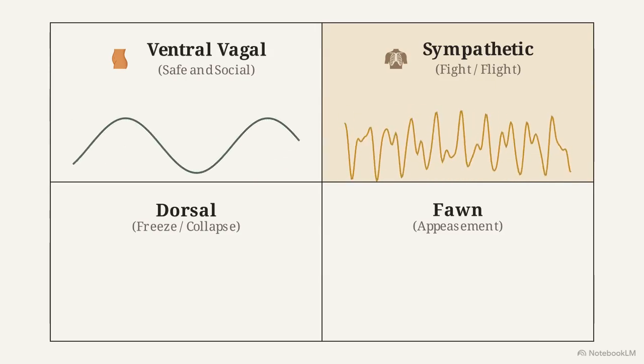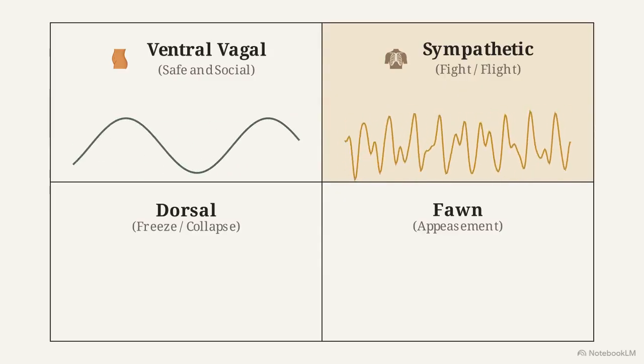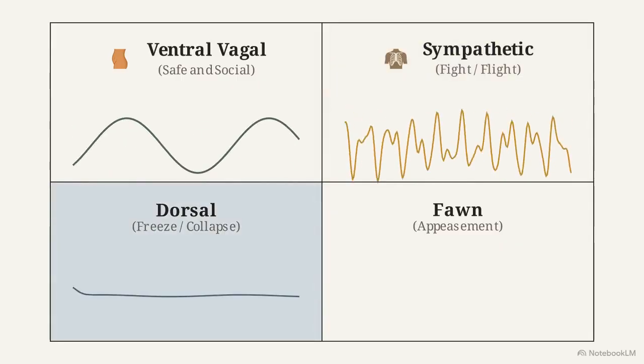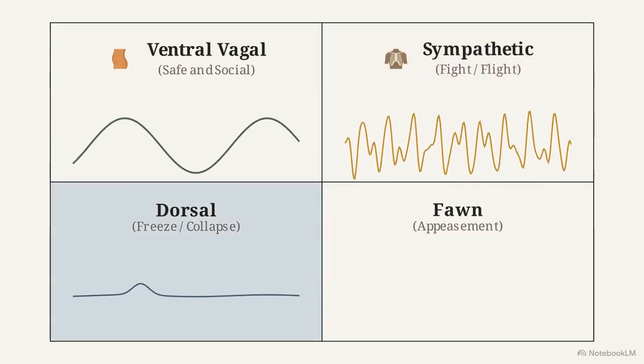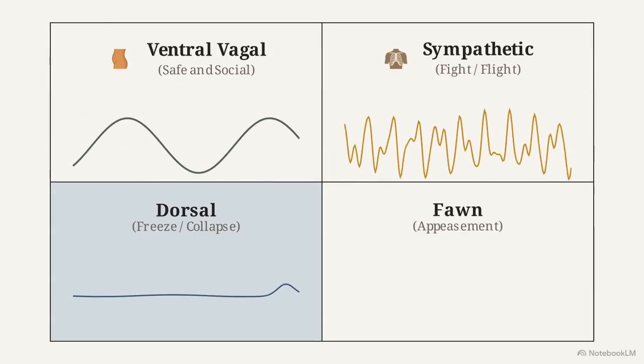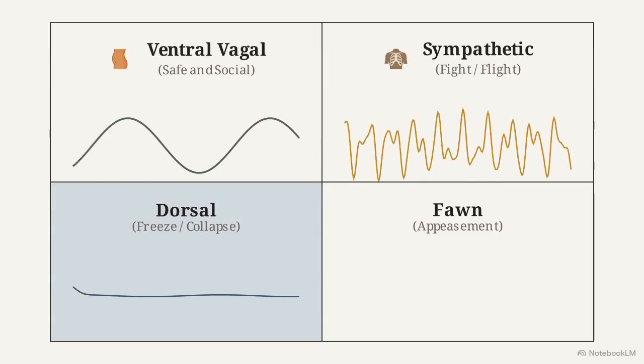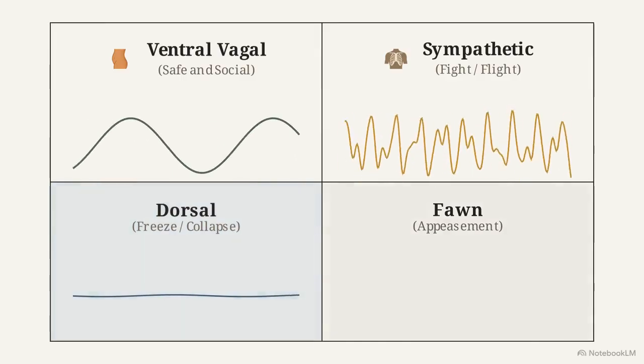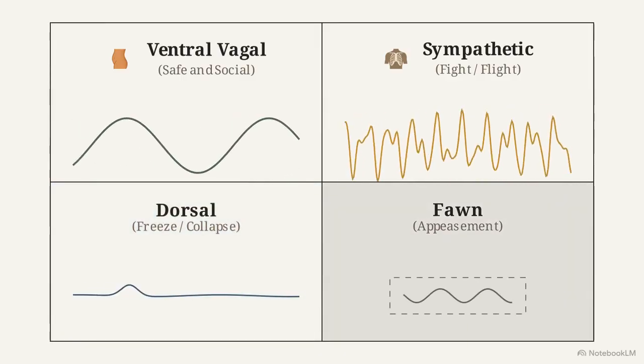The second quadrant is sympathetic. If your breath was shallow, fast, and entirely trapped in your upper chest, your body is caught in a fight or flight response. The third quadrant is dorsal. If your breath was almost absent, marked by long pauses and complete stillness in your chest, your body is signaling a freeze or collapse response.